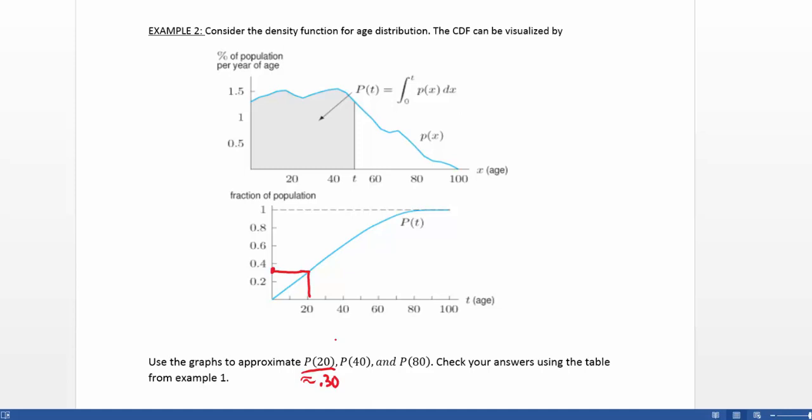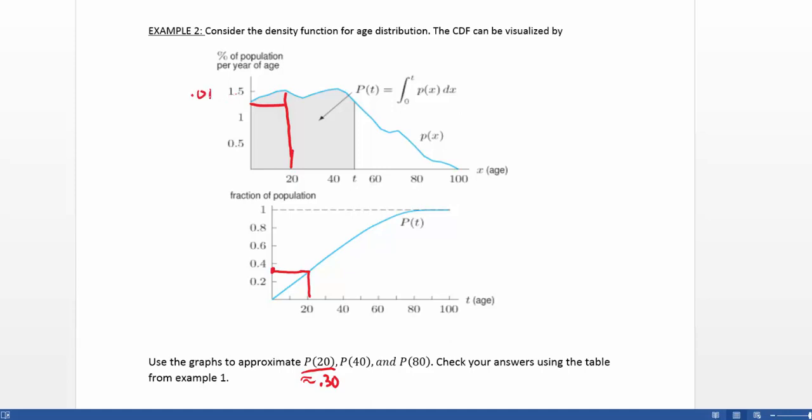How do we do a similar thing on our density function picture? So the equivalent calculation here is going to be to look for all the area accumulated from 0 to 20 under our density function curve. So what we have to do is look at what these numbers mean. On the vertical axis, we have the percentage of the population per year of age. So since this is a percentage, we need to turn this into a decimal.